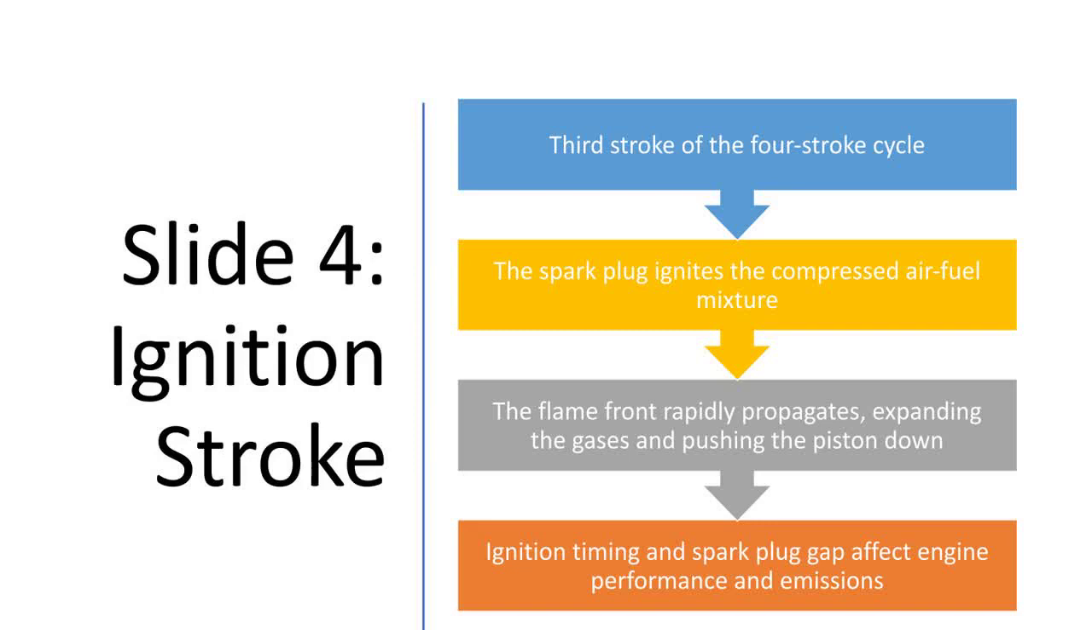Ignition timing refers to the point in the combustion cycle when the spark plug fires, and it affects the engine's power and fuel efficiency. The spark plug gap refers to the distance between the center and ground electrode of the spark plug, and it affects the engine's ignition ability and emissions. A correct spark plug gap is essential for efficient combustion and reducing harmful emissions. By understanding the ignition stroke, we can appreciate how the spark plug ignites the air-fuel mixture and how the ignition timing and spark plug gap affect engine performance.